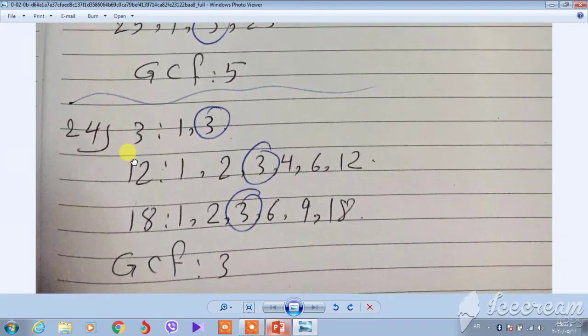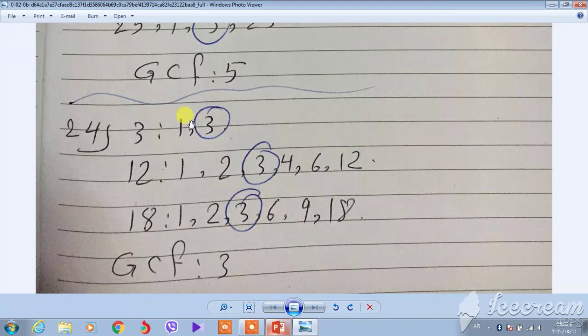Practice 24 says between 3, 12 and 18, which number is the greatest common factor. First we write the factors. 1 multiplied by 3 equal to 3, and we don't have any other factor for 3. For 12 we have 1 times 12, 2 times 6 and 3 times 4. For 18 we have 1 times 18, 2 times 9 and 3 times 6. We don't have any other number, so we stop.